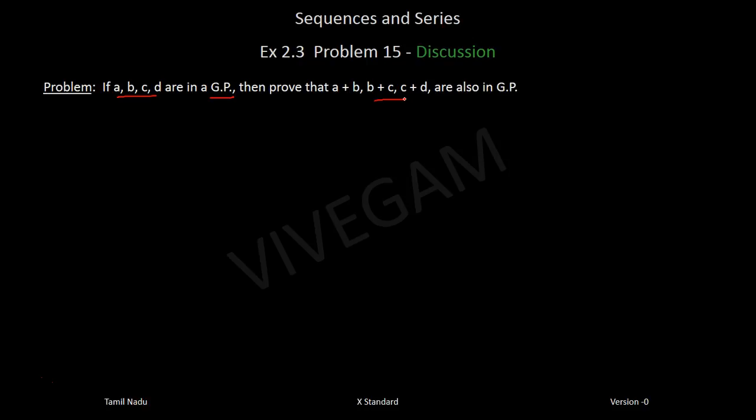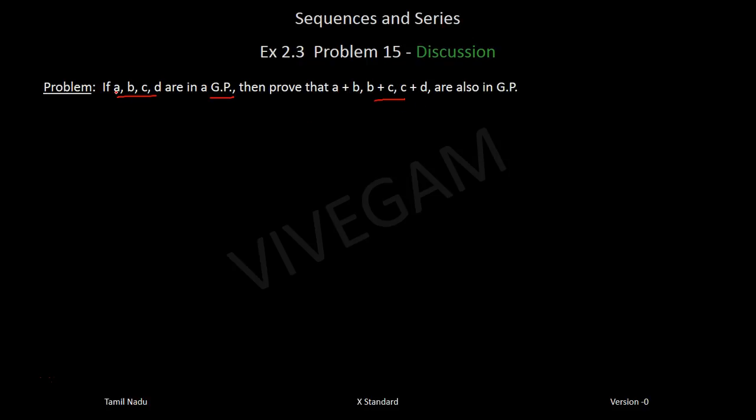So, if these are to be in GP, then what is the condition? T2 by T1 equal to T3 by T2. Any series you want to prove as GP, T2 by T1 equals T3 by T2. For AP, what is it? T2 minus T1 equal to T3 minus T2. So, B plus C divided by A plus B must be equal to C plus D divided by B plus C. If that is proved, then this is in GP.